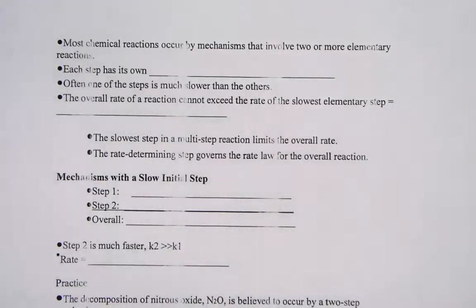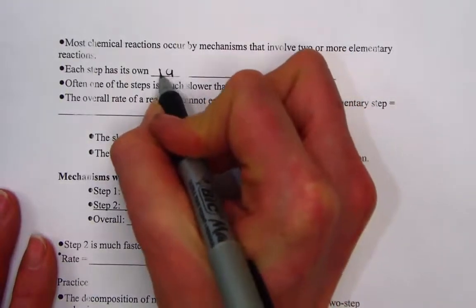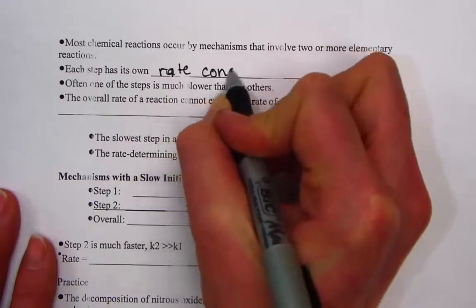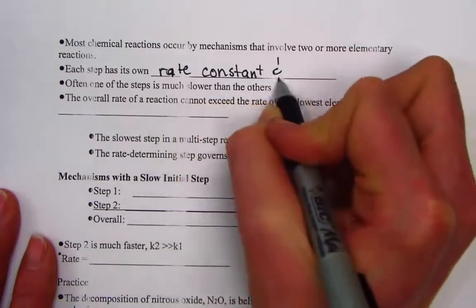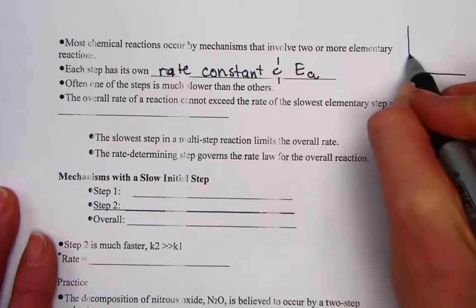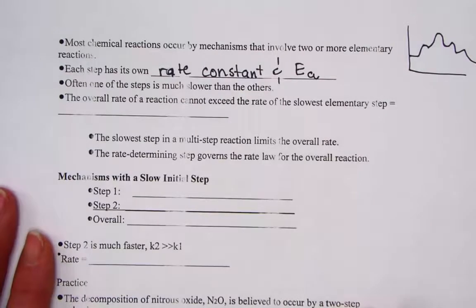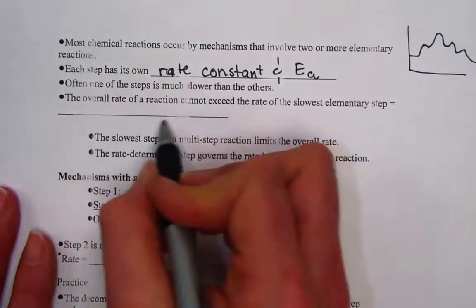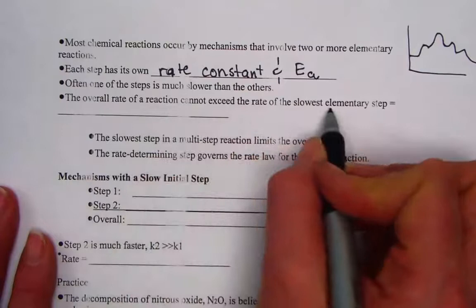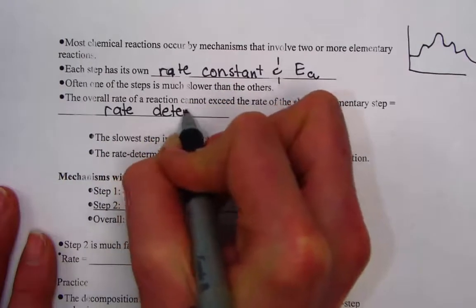Most chemical reactions occur by mechanisms that involve two or more elementary reactions. So each elementary step has its own rate constant and its own activation energy, as diagrammed in the charts from before. An overall process might be multi-step, where the largest energy curve gives us the rate determining step. The slowest step of all gives us the rate determining step. So the overall reaction rate cannot go any faster than the slowest elementary step. This is what's termed the rate determining step.